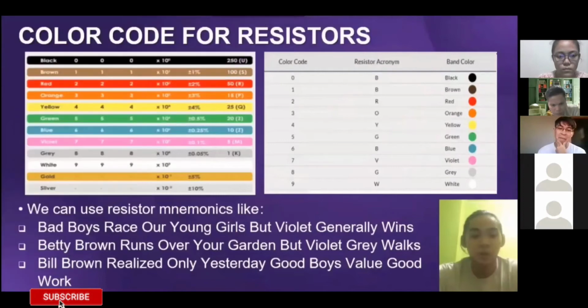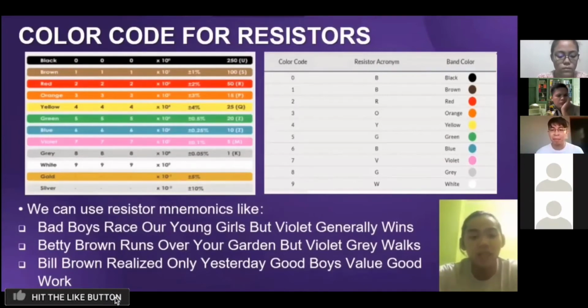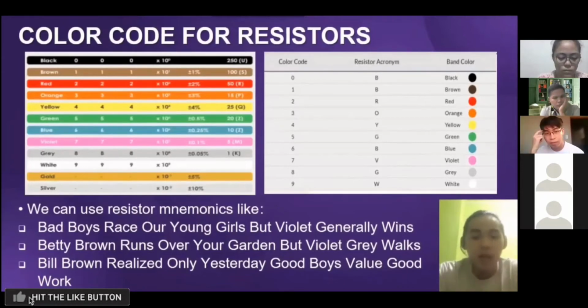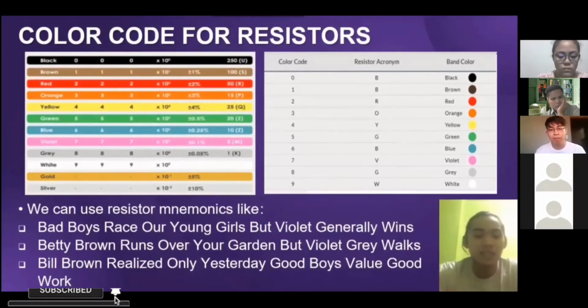Next slide. This slide is the color code for resistors. As you can see, there is black, brown, red, orange, yellow, green, blue, violet, gray, white, gold, and silver. For the resistor acronym, B is for black, B for brown also, R for red, O for orange, Y for yellow, G for green, B for blue, V for violet, G for gray, W for white.